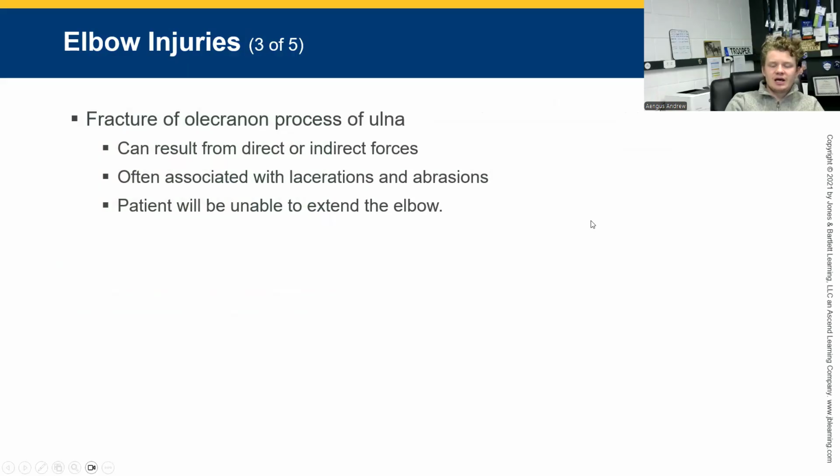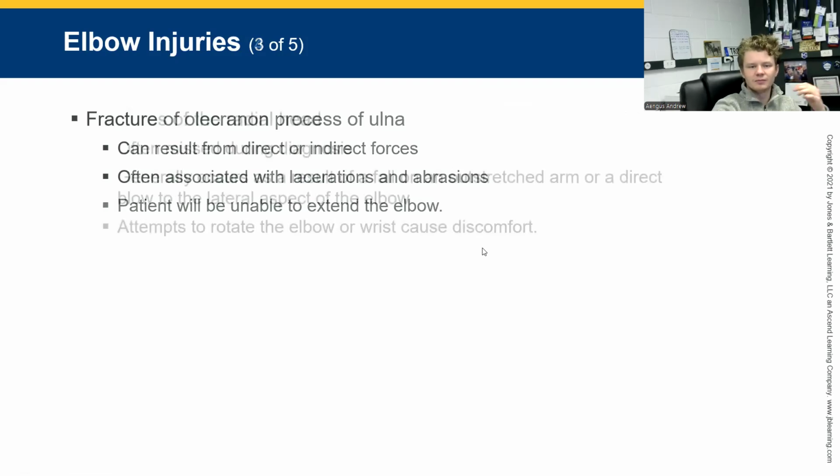This is sort of a proximal ulnar fracture that would still be part of the elbow injuries group, where we cannot extend out our elbow. We get stuck in this flexed position because when we extend out our elbow, this particular bone marking of the ulna rubs along with another bone, and if it's fractured, it's very painful.